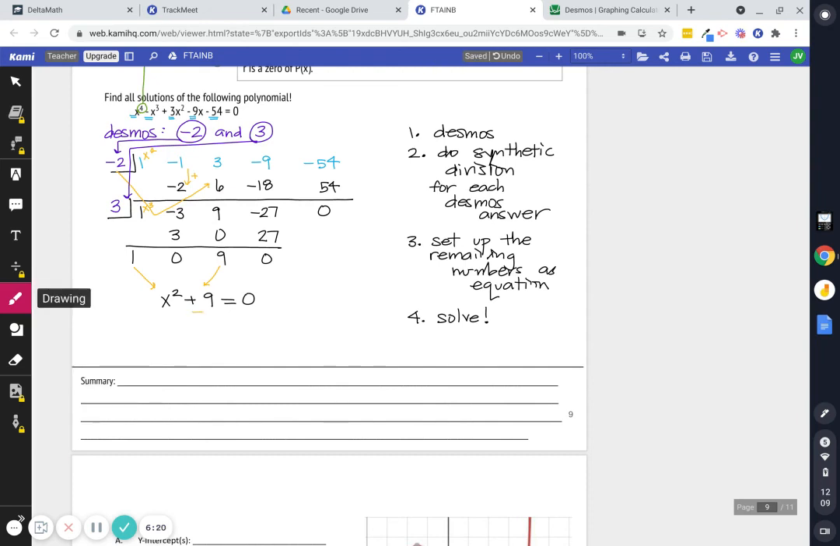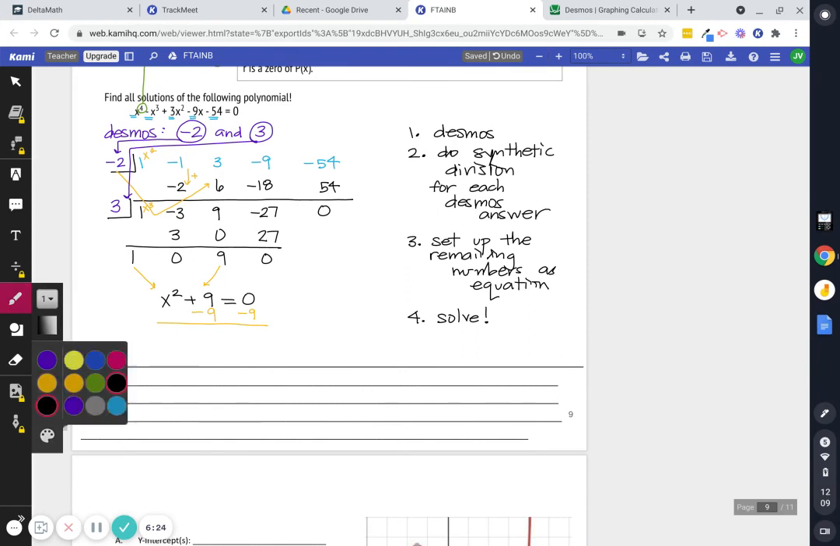So here we go, diving into solving. I'm going to subtract the 9 from both sides. And then I'm going to say that x squared equals negative 9. And then I'm going to square root both sides. And then I'm going to say that, hey, the square root of 9 is 3. The square root of negative 9 is 3i. So I'm going to say x equals plus or minus 3i.